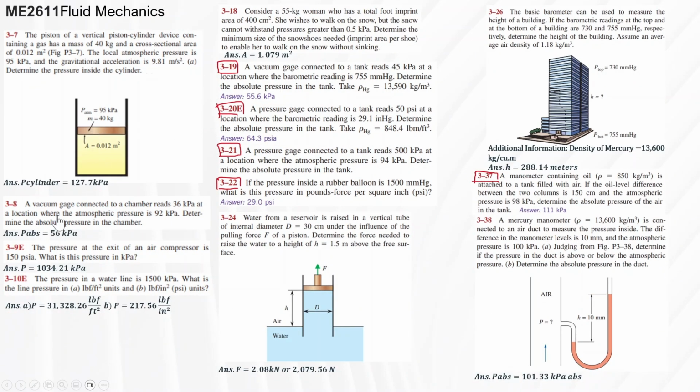All right, let's try 3-8, 3-9, and 3-10 at the same time. As you can see here, there's a little bit of conversion here. Again, let's just practice a bit of conversion, okay? So for 3-8, a vacuum gauge connected to a chamber reads 36 kilopascals at a location where the atmospheric pressure is 92 kilopascals. Determine the absolute pressure in the chamber.